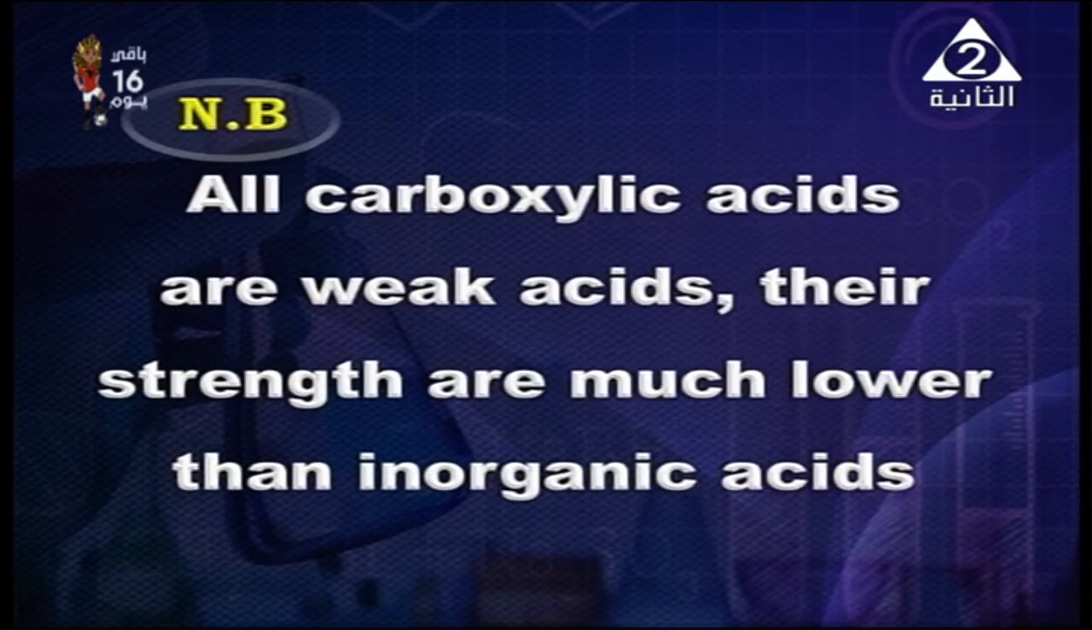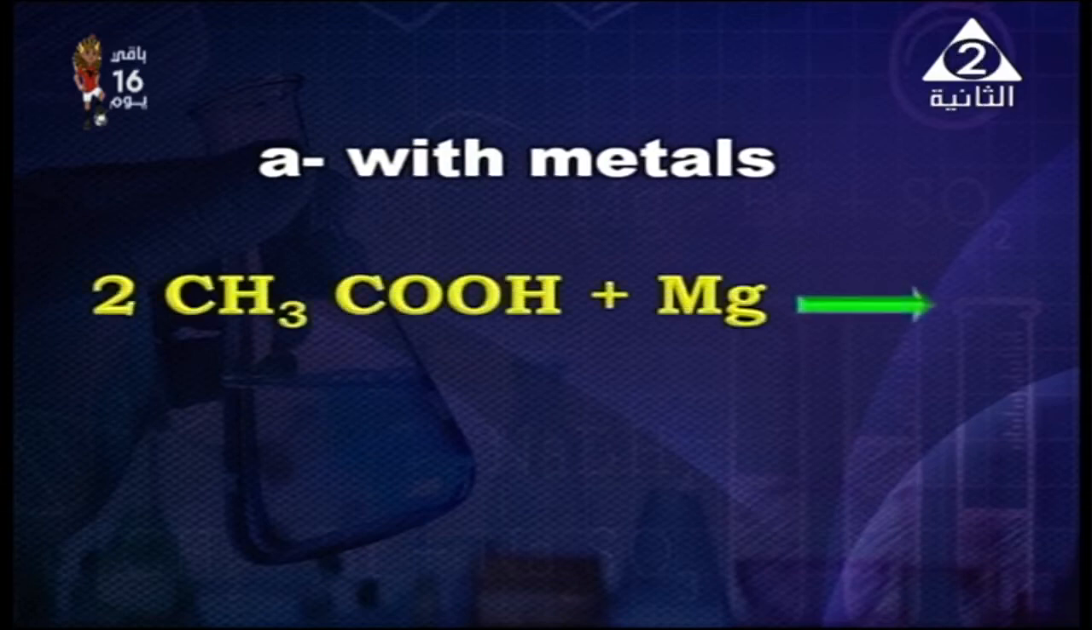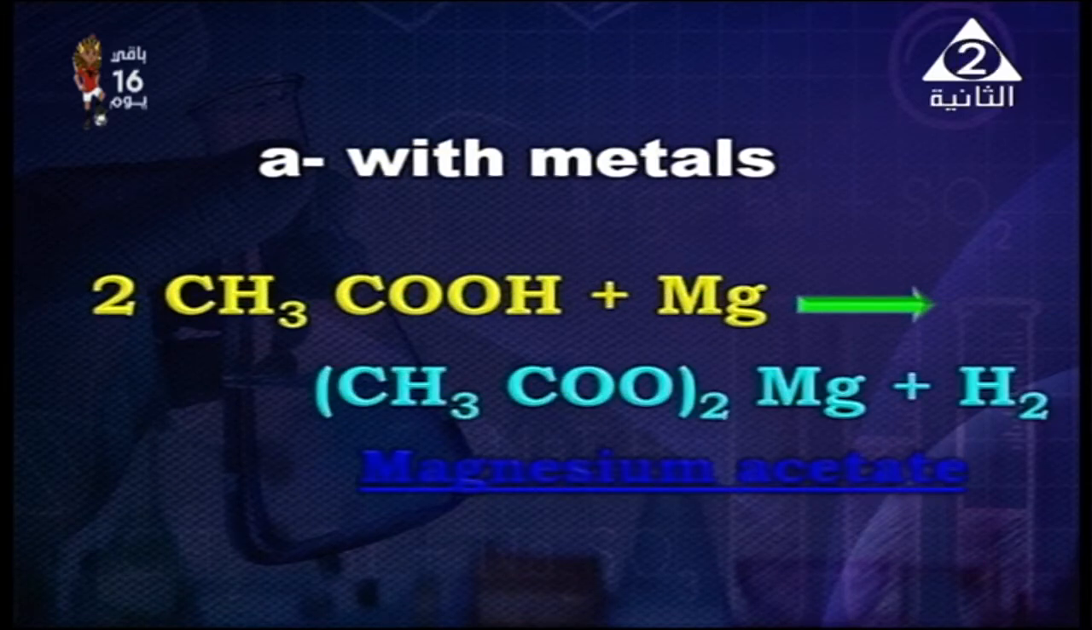Their strengths are much lower than inorganic acids. Here, the example for the reaction with metal is the reaction between magnesium and acetic acid. As shown on the screen, it gives magnesium acetate, and hydrogen gas is produced, as the following animation shows.